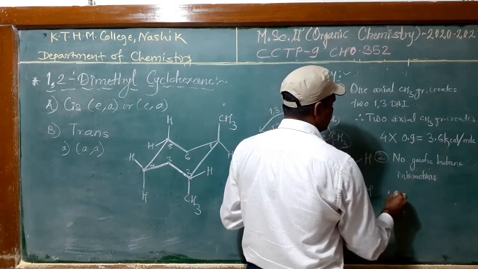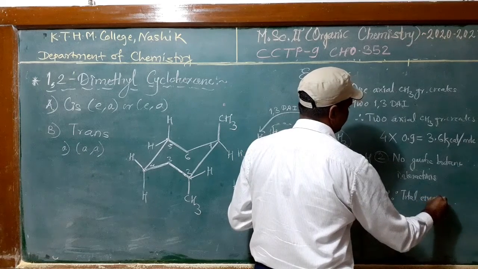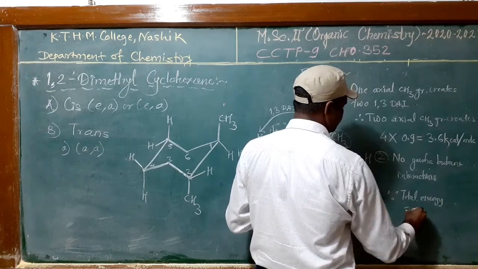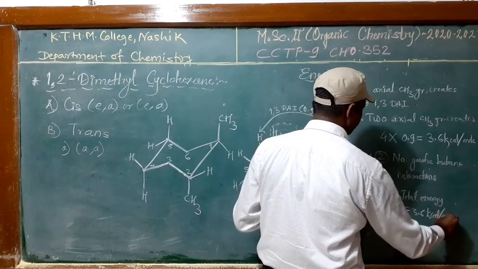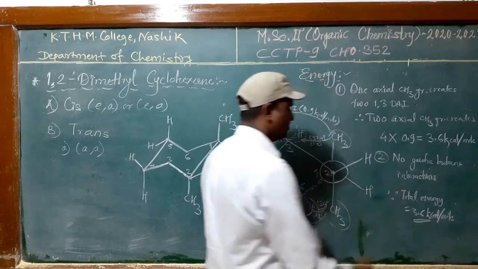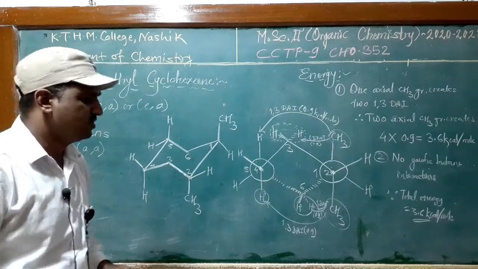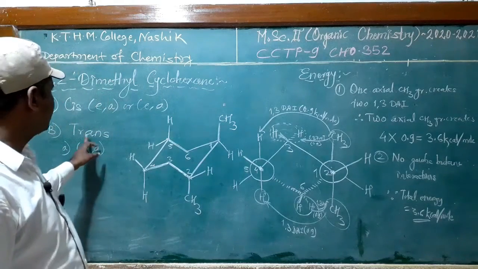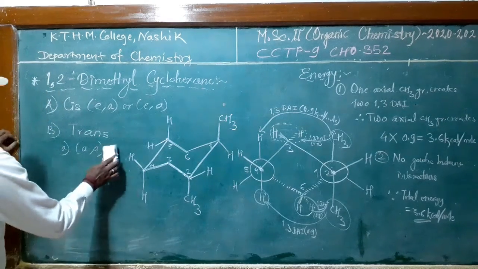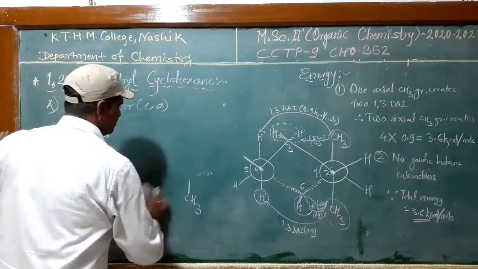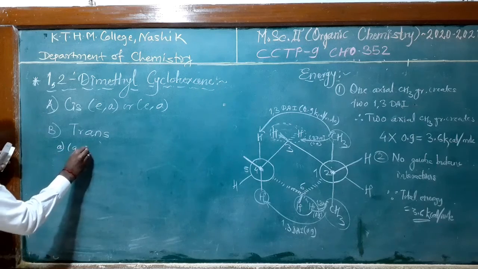Hence, the total energy becomes 3.6 kilocalorie per mole. So this much amount of energy is the total energy associated with this particular conformation, that is axial trans 1,2-dimethyl cyclohexane. Okay. Next, the second conformation of this trans category is the equatorial conformation.